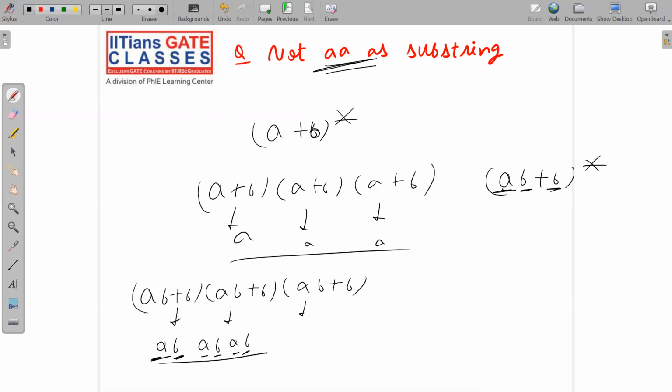So from this expansion only, from here you just pick B, from here you just pick B, from here you just pick B. So triple B. Obviously you should get triple B, right? Because there is no restriction on B.